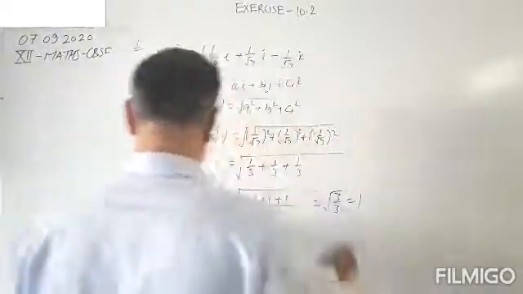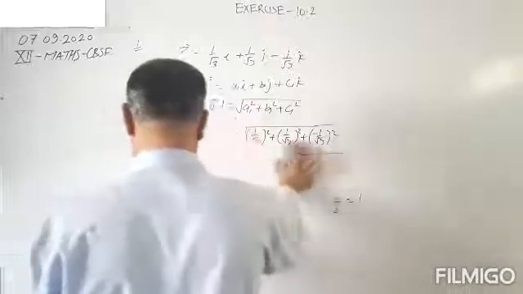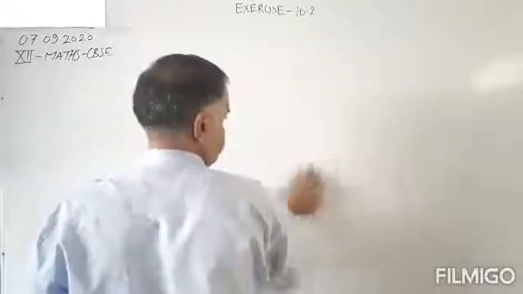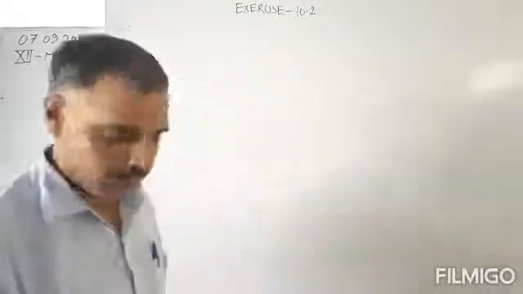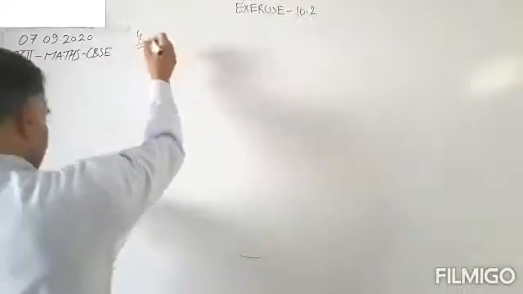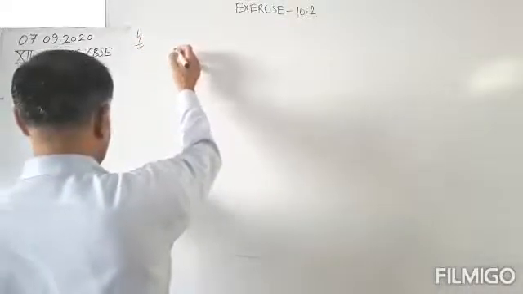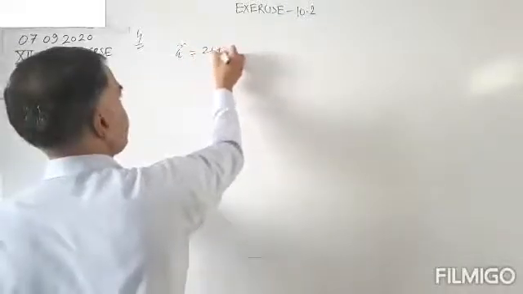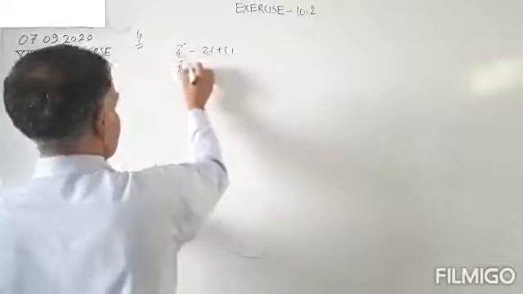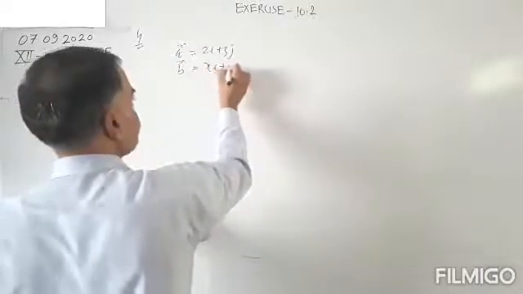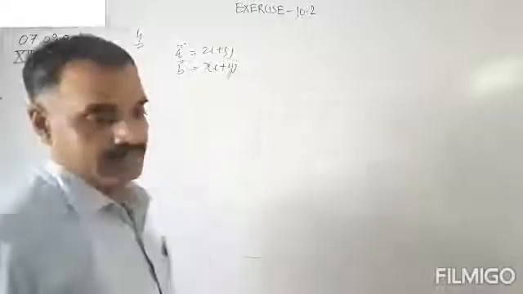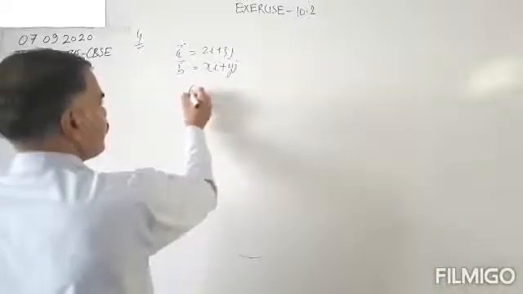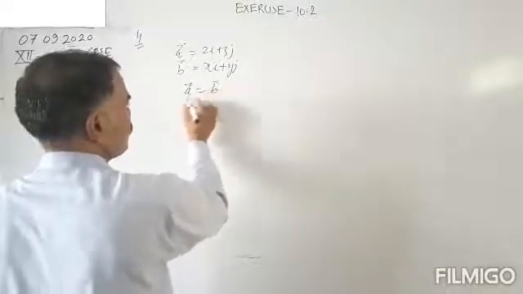Question number 4. Find the values of x and y so that vectors A vector is equal to 2i cap plus 3j cap and B vector is equal to xi cap plus yj cap are equal vectors. These are two equal vectors. Okay, means A vector is equal to B vector.